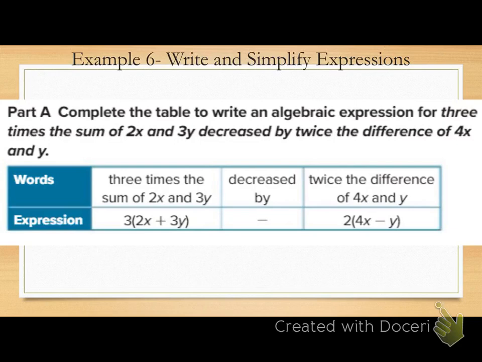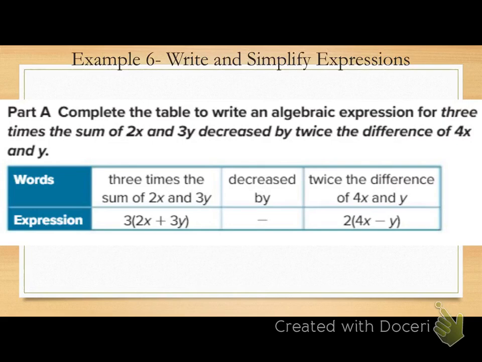Twice the difference. What does difference mean? Subtraction. That's another word that means subtraction, right? So twice the difference of 4x and y. So I'm subtracting 4x and y and doubling it. That's what twice means. So 2 times the quantity of 4x minus y.